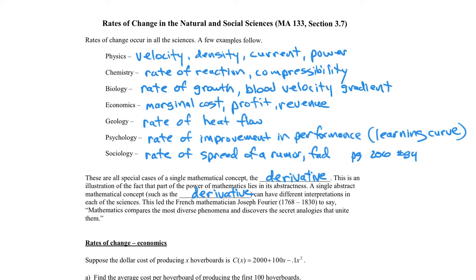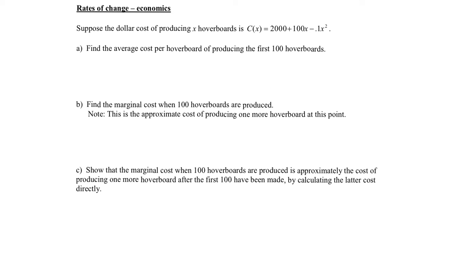And there's this mathematician, Joseph Fourier. Anybody who's going into electrical engineering will definitely study Fourier series. And some of you, even if you're not in that field, will see it because it comes up from time to time. And there's a quote attributed to him where he said, "Mathematics compares the most diverse phenomena and discovers the secret analogies that unite them." So we'll take a look at an example from economics.